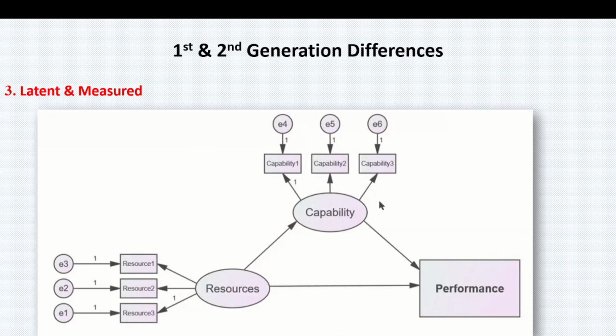The third problem we have is the latent and the measured. If we have a model like this, for example, in this shape, resource is measured with these items, capability is measured with these three items, and performance is an actual scale number, could be 1 million, 2 million, 3 million. Now this square box is known as a measured variable, while these two variables, resource and capabilities, are called latent variables.